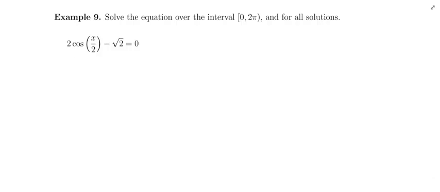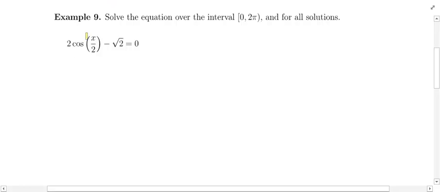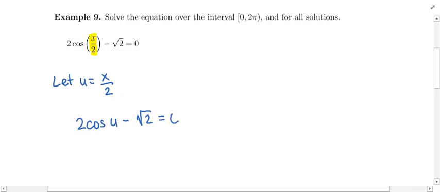So I'm going to take my argument, that's what I'm taking the cosine of. I'm going to let u be x over 2. And then I'm going to go to my original equation. Everywhere I see x over 2, I'm going to put a u. So this is going to be 2 times the cosine of u minus the square root of 2 is equal to 0.